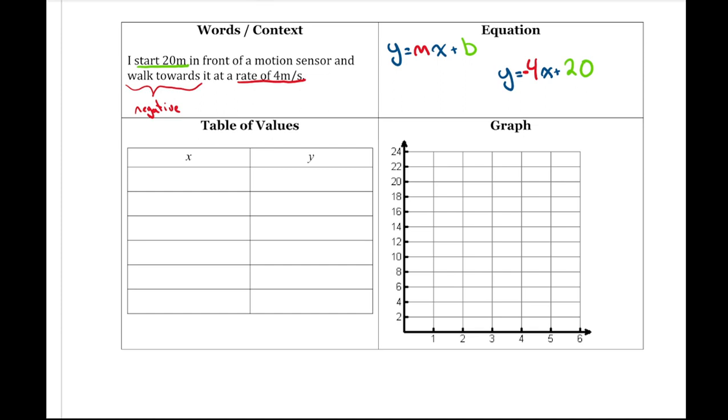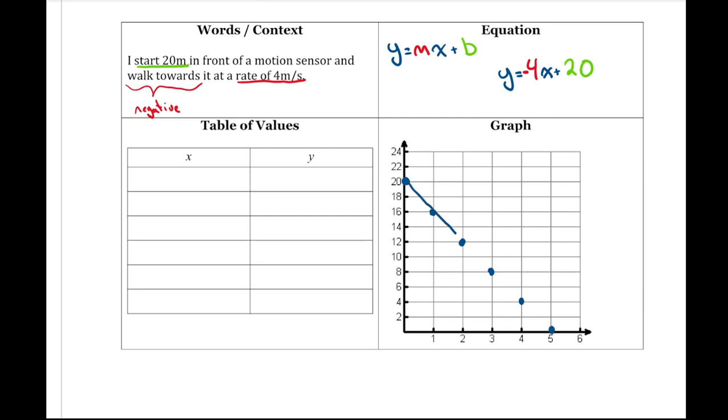If you couldn't jump from the words right to the equation, I would suggest you graph it, right? Graph our scenario. We know we start at 20 meters away, and every second we move 4 meters closer because we're walking towards it. So that means after 1 second, we're at 16. After 2 seconds, we're at 12, then 8, then 4, and then 0.